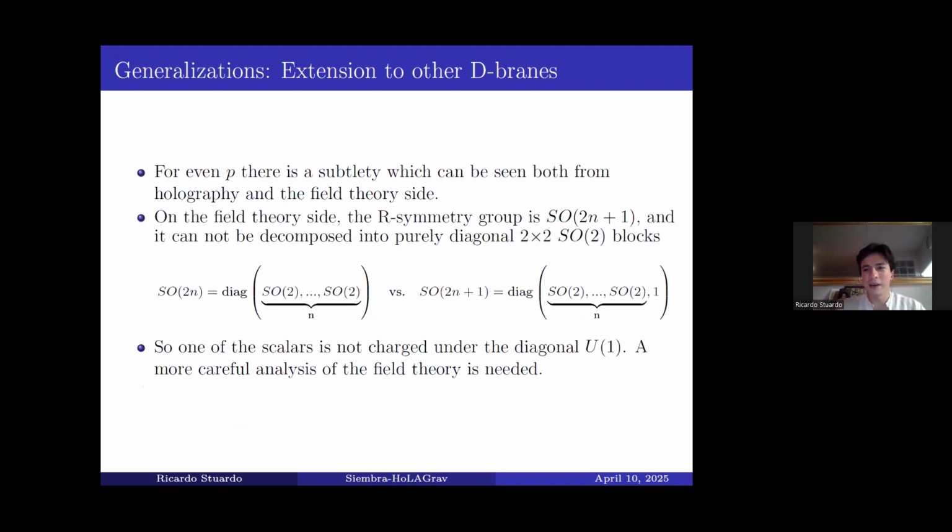So you say, okay, and what happens now for the even Dp-brane? So maximally supersymmetric Yang-Mills in odd dimensions. Well, here there is a problem because now the R-symmetry is going to be SO of an odd number, which doesn't have the same decomposition as before. So it would be a bunch of SO(2)s, but there would be one that you cannot do anything with. What this means is that one of the scalars, because we're looking at the vector representation of the R-symmetry, would not be charged under the diagonal U(1). So basically it means that we need to be a bit more careful when doing all of this procedure.